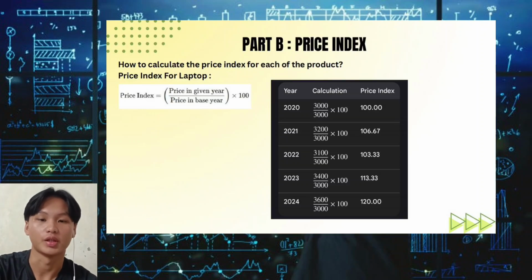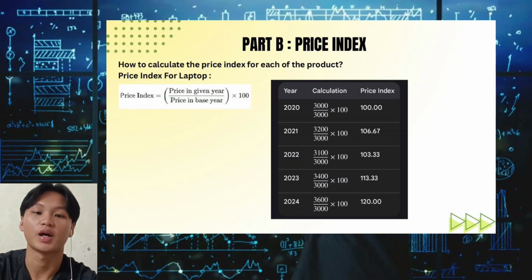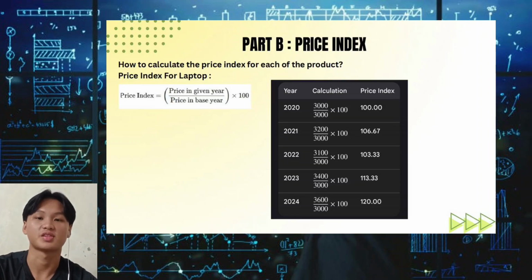And in 2021, the price increased to RM 3,200. So 3,200 divided by 3,000 and then multiplied by 100, and we get 106.67. So use the same method for all years and products.